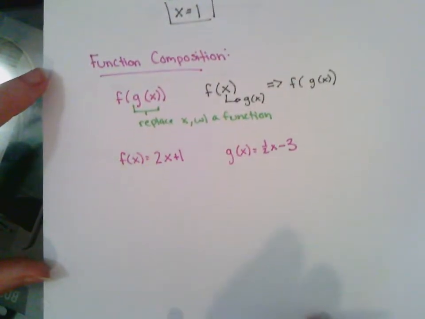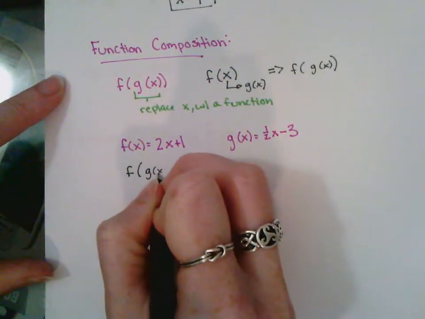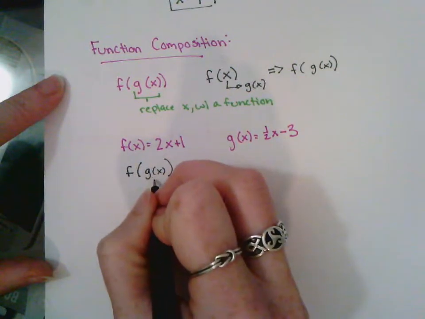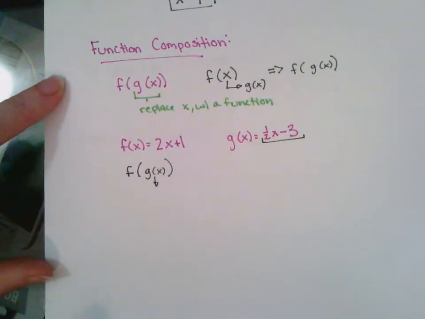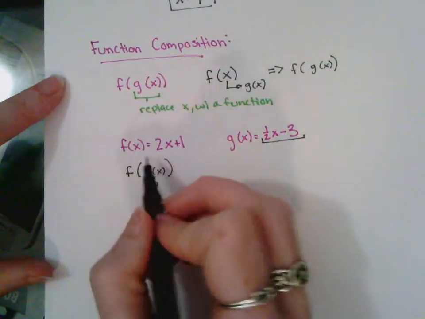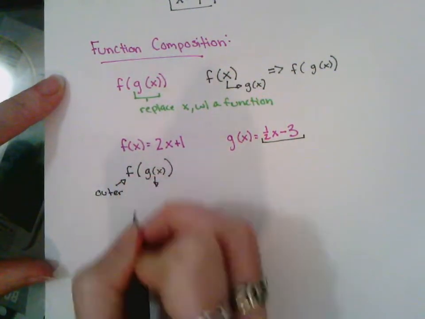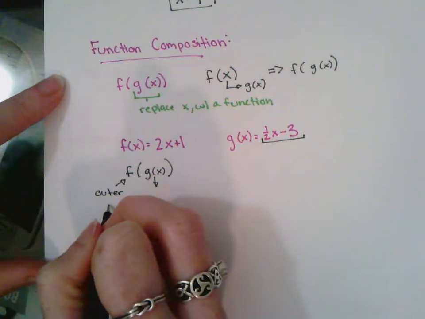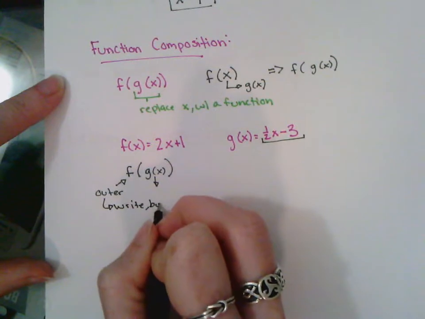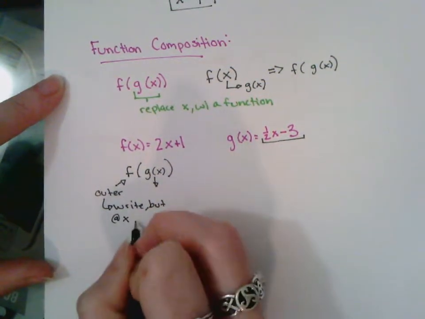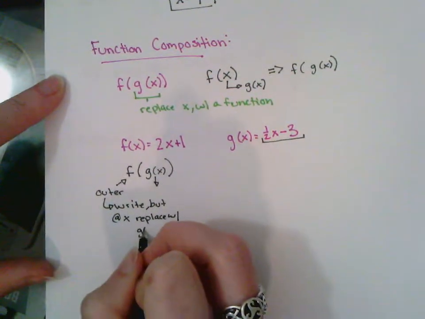So if I have these two functions down below and I say, hey, find f of g of x, all it's saying is replace x variables with my g of x function that I see over here. So the way I think about this is I say, okay, f of x, this is my outer function. I'm going to write this but at x, replace with g of x.